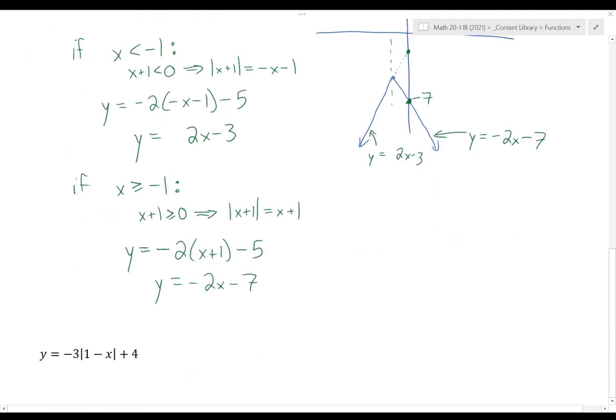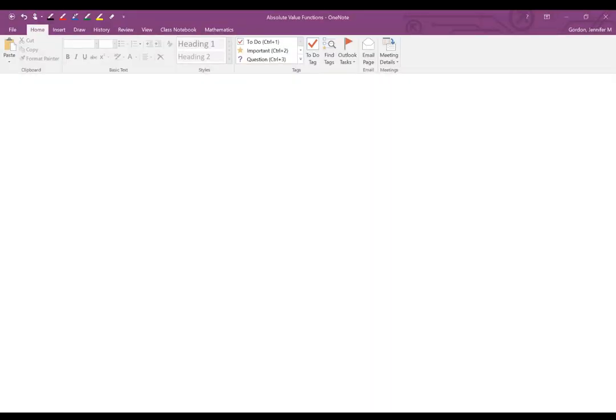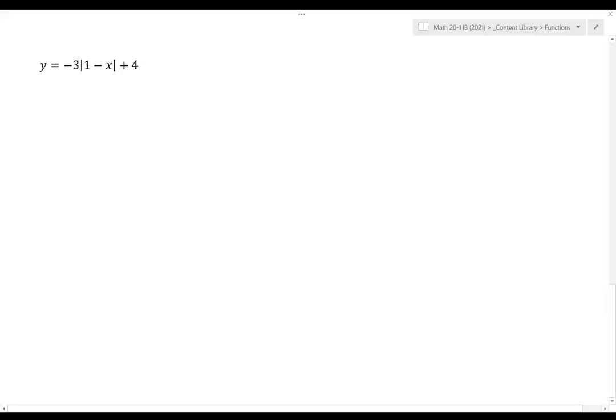All right, one more example. Again, using what we know of transformations, we can figure out where the vertex is. The vertex is going to be whatever x value makes this expression inside the absolute value equal to 0. So that would be 1. And then I can see there's been a vertical translation of 4. So my vertex is at 1, 4.